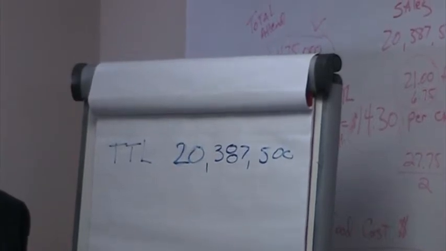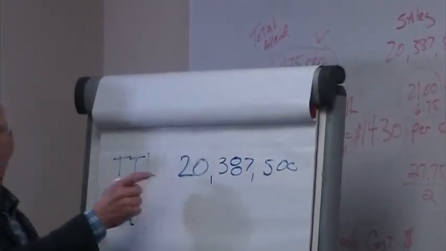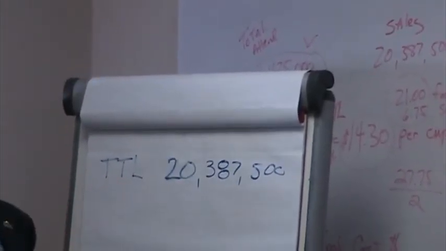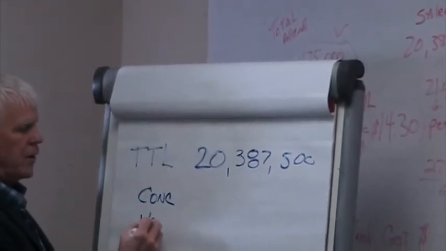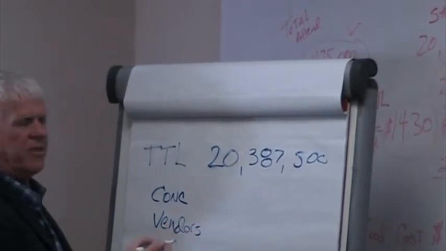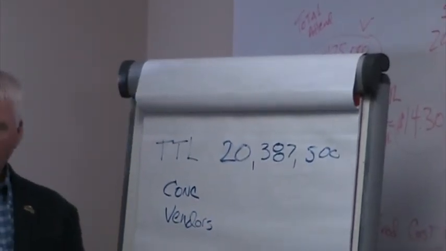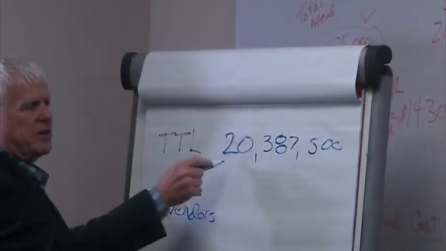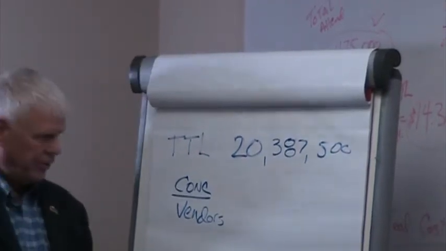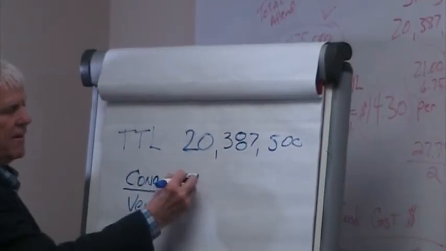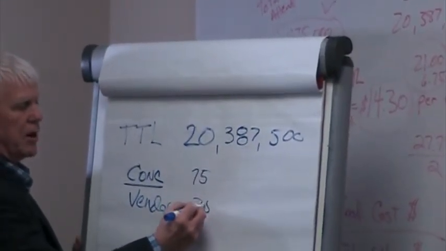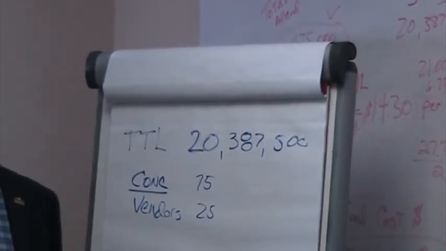Now we're talking about labor. So how is this broken down? There are two categories. There's concessions, and then there are vendors. What did the concession stands contribute to that? 75%. And what did the vending contribute? 25%. But on the exam, it could look like this.